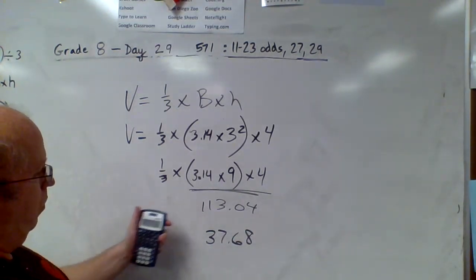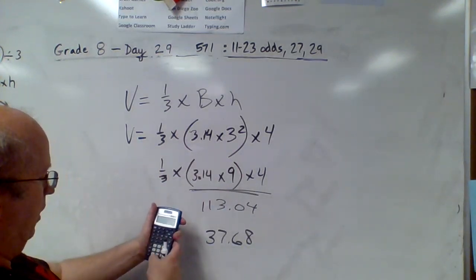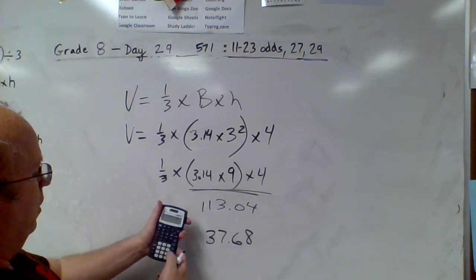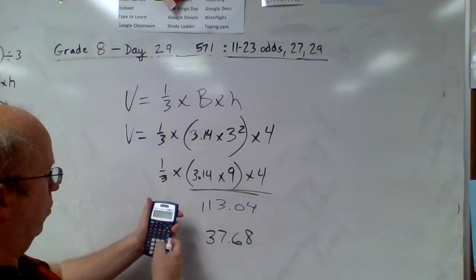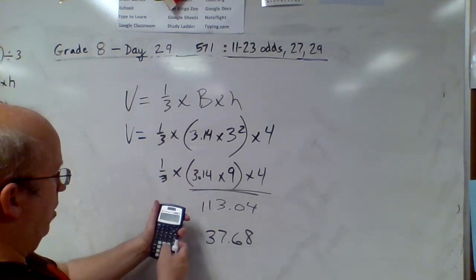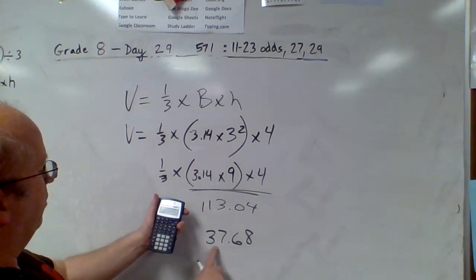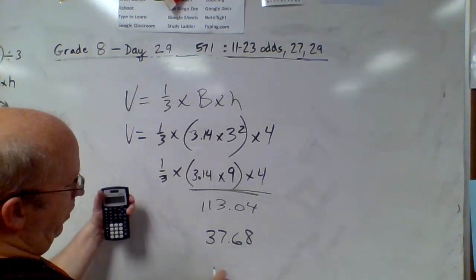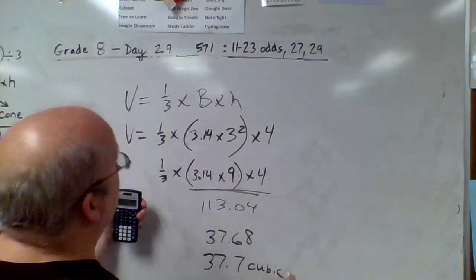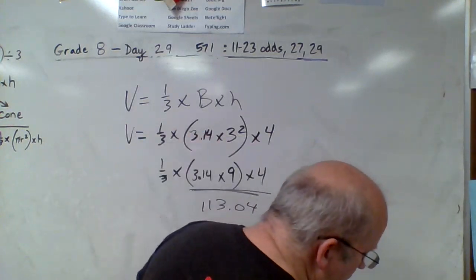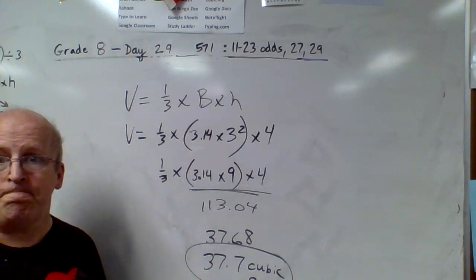Okay? Now, what if I did it thinking about this in terms of being 0.3 repeating? Let's try it again. Let's see what we get. I'm going to put 0.3 with a bunch of 3's after it, times 3.14, times 9, times 4. And what do you know? I pretty much get the same number, right? Now, I'm going to round this to tenths, 37.7, and I'm going to call it cubic whatever. Problem 5 is cubic centimeters. So there's our answer, cubic centimeters.